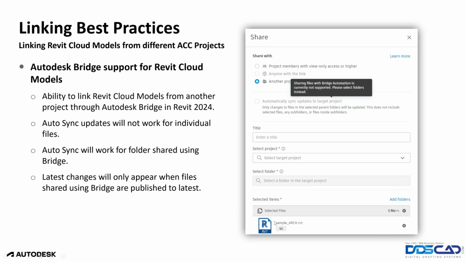Now, you can do this with an individual file as well, but as you can see here, when you're doing it with a file, it will not let you choose this option that will automatically sync as changes are made. That's because with the individual file, it's just going to copy the file. If you do this for a folder, you can check this box, and as you make changes to anything in that folder, it will be copied over automatically.